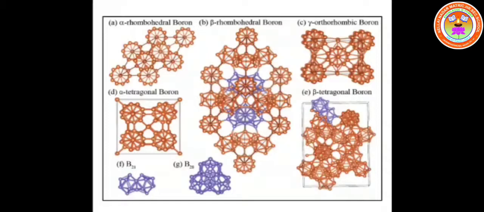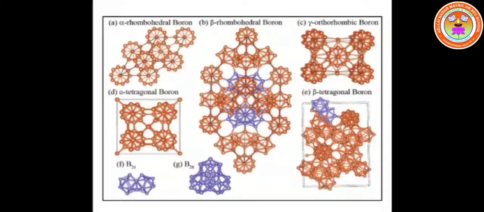So all these alpha, beta, gamma, what are they, children? What do alpha, beta, gamma represent? They represent the crystallographic angles in a crystal. The same thing is here also: alpha rhombohedral boron, beta rhombohedral boron, gamma orthorhombic boron, alpha tetragonal boron, beta tetragonal boron. Okay, we are not worried about B21 and B28 because they are not given in our book. Let us concentrate up to beta tetragonal boron.